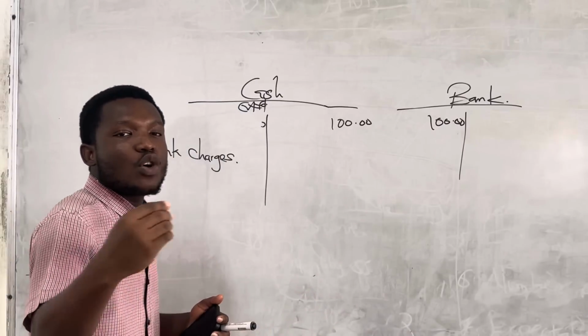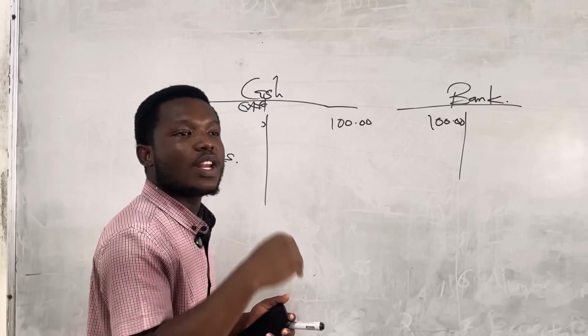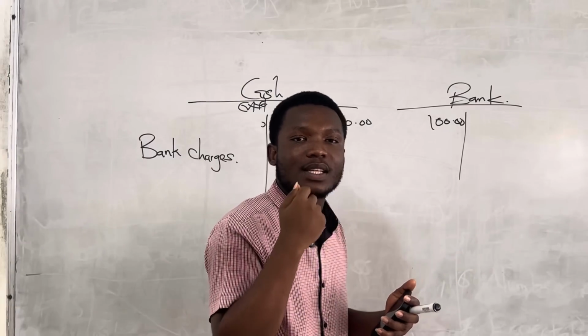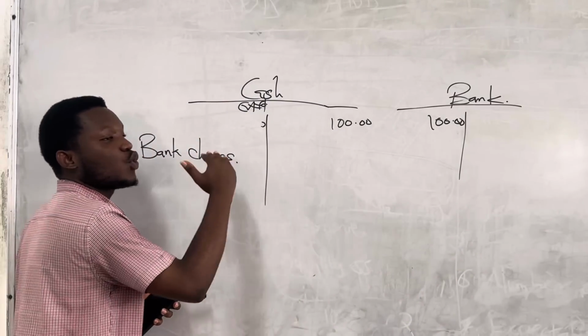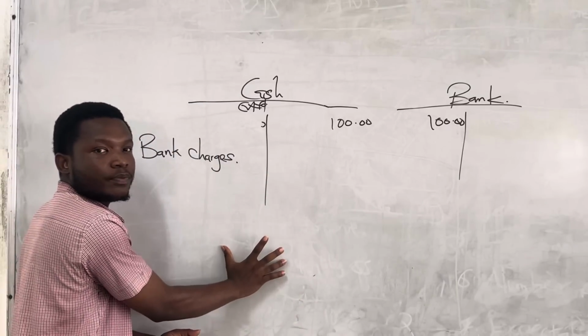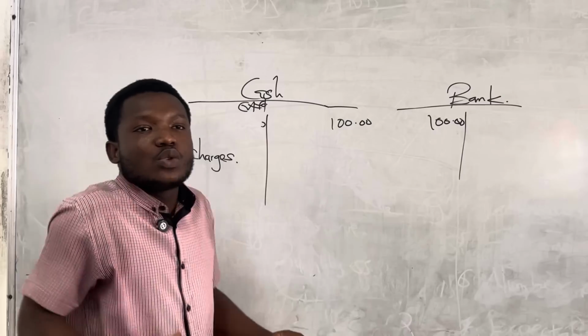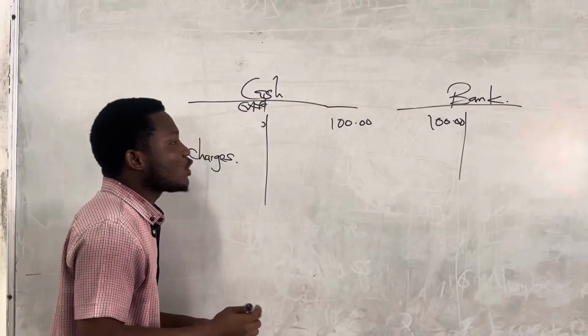So you may not know that your debtor or your customer has paid you a certain amount of money unless you go to the bank and take the bank statement before you get to know. So when you get to know that your customer has paid you, then you come and adjust your cash book.